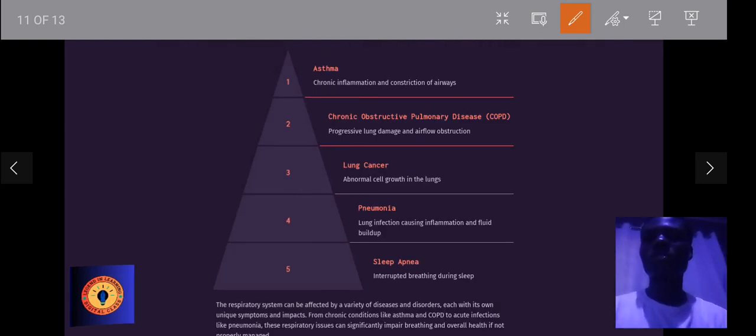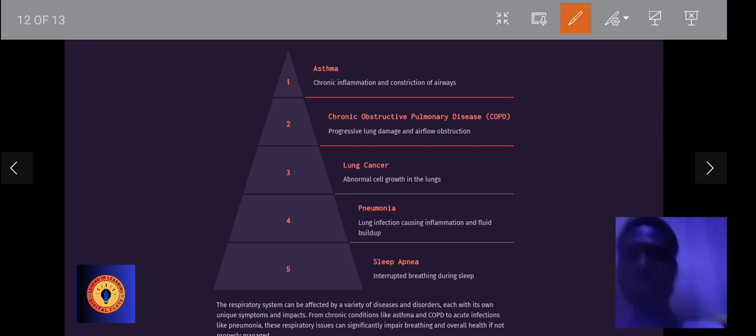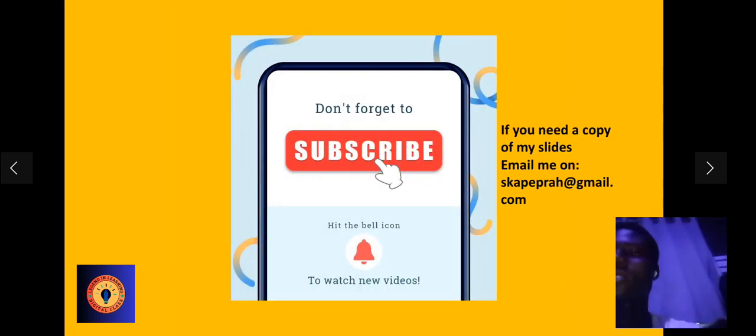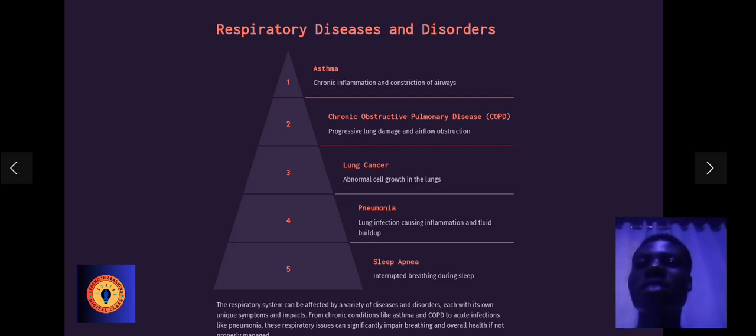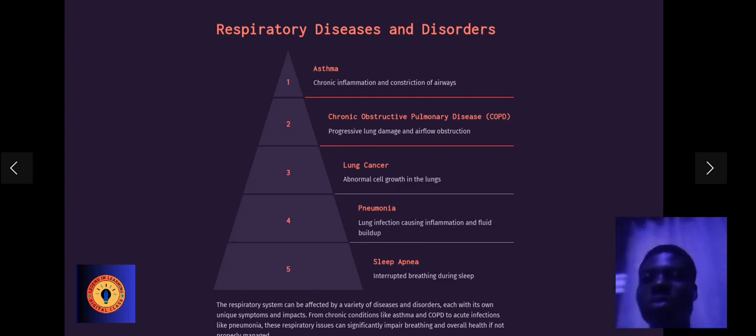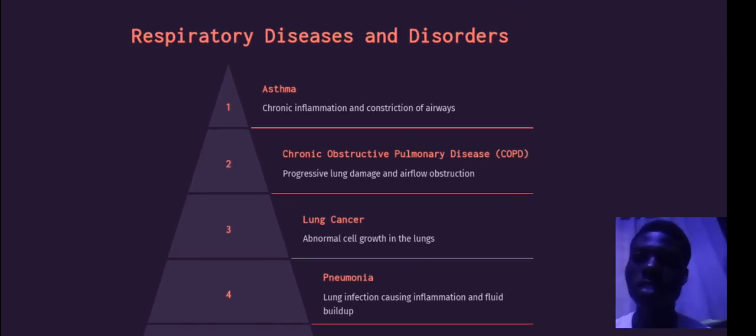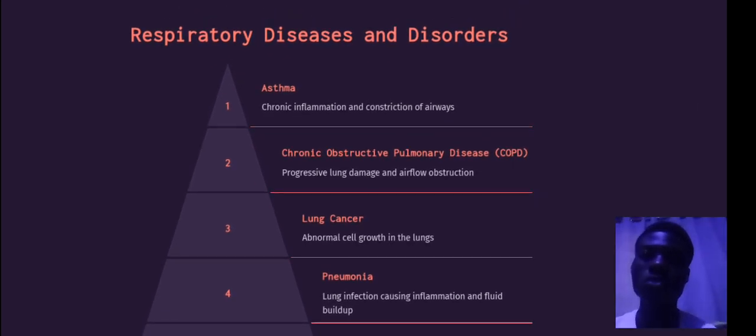Let's move on. In this case we are going to talk about some respiratory diseases and disorders. There are some levels of respiratory diseases and disorders; I arranged them in a pyramid form. The first one I'm talking about is asthma. Asthma is a chronic inflammation and constriction of airways. This is a very typical condition, and I think we all know about it. Asthma is very common. It's a chronic inflammation and constriction of airways, which makes the patient find it difficult to breathe, and they gasp for air.